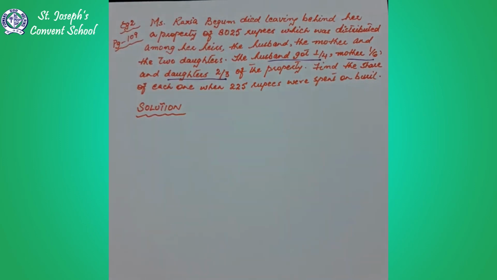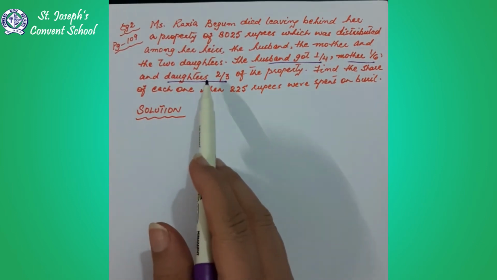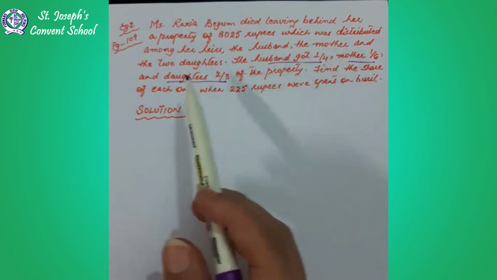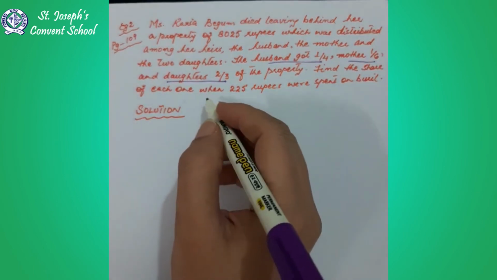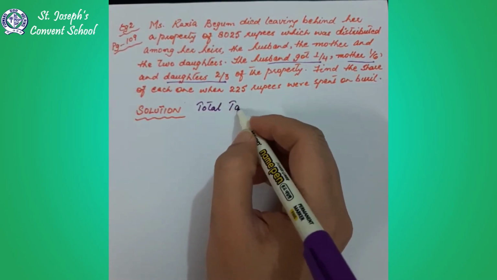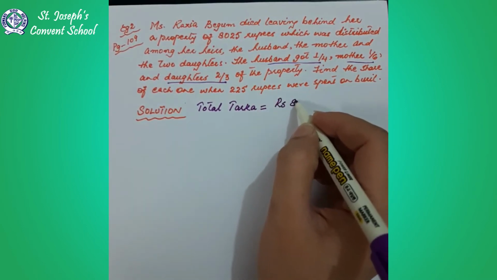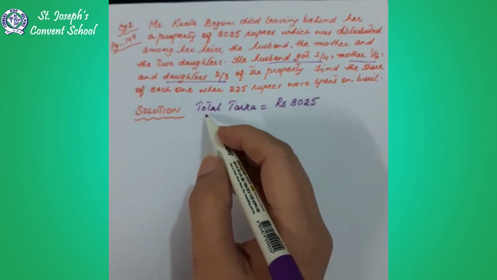Now this money is spent on burial, so first we will subtract this amount. Find the remaining amount, then the remaining amount you will distribute among the husband, mother and daughters. Now there is no remaining property which is distributed among daughters, it goes directly to husband, mother and daughters. So this is a little different question. The starting part is the same, total tarka. So it is rupees 8,025. This is the total amount. Now the burial amount is spent.